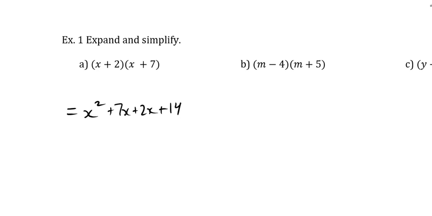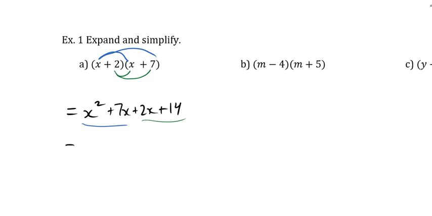How did Tamara get this? I'm going to guess. She did it right. And did x times x and x times 7. There's those first two terms. And then 2 times x and 2 times 7. There's the second two terms, right? 2 times x is 2x. 2 times 7 is 14.